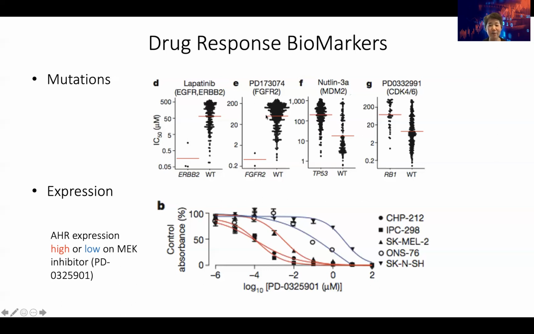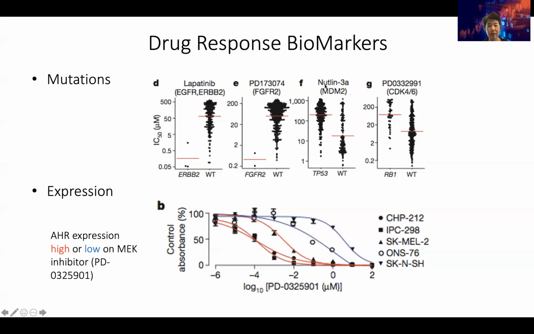Another example is FGFR2. Again, the cancer cell lines with wild type FGFR2 are resistant to the drug, or at least they're not being killed by the drug, but the cancer cell lines with this mutation are much more sensitive. Another one, this is MDM2. This is really targeting DNA stability.